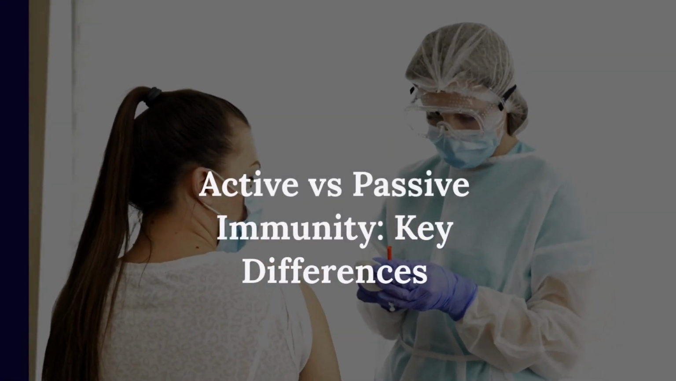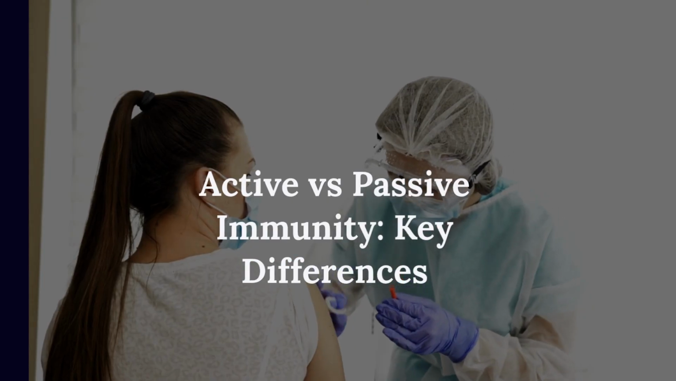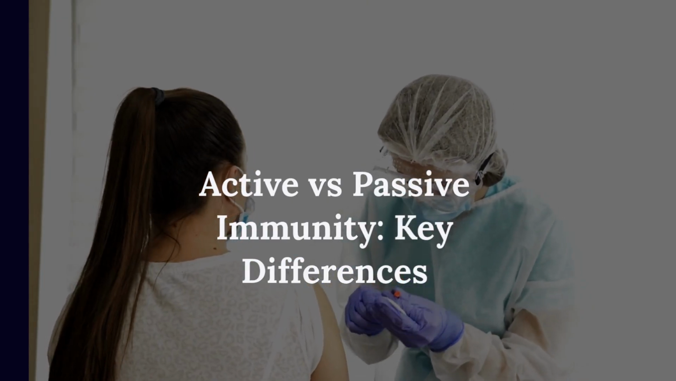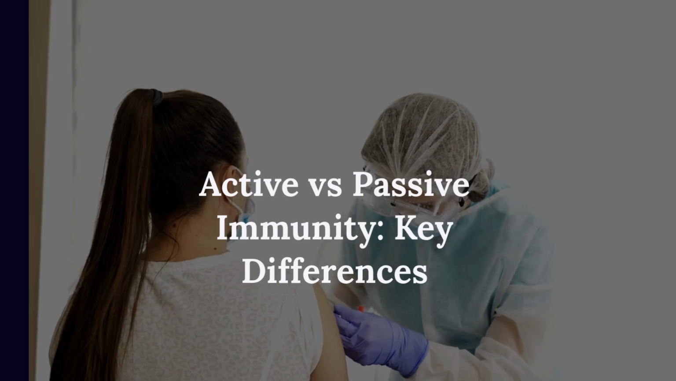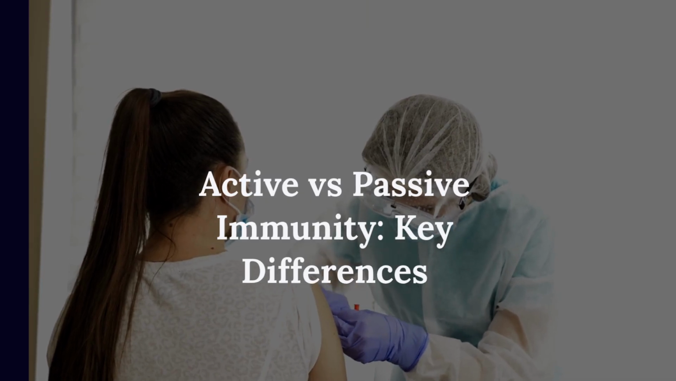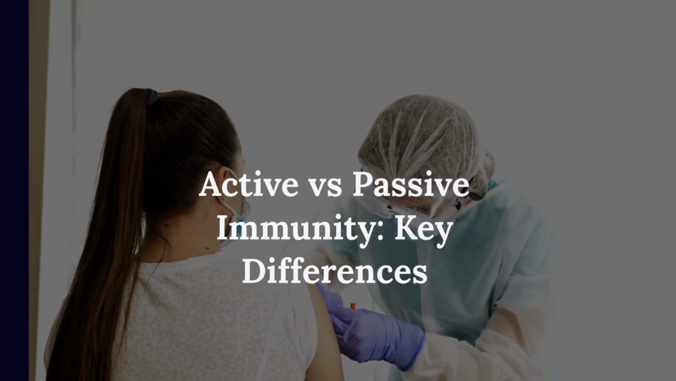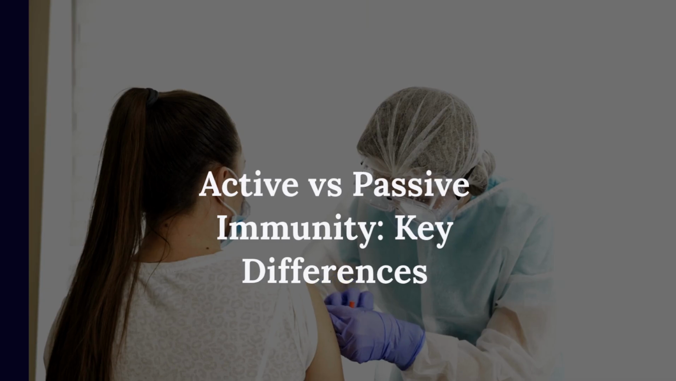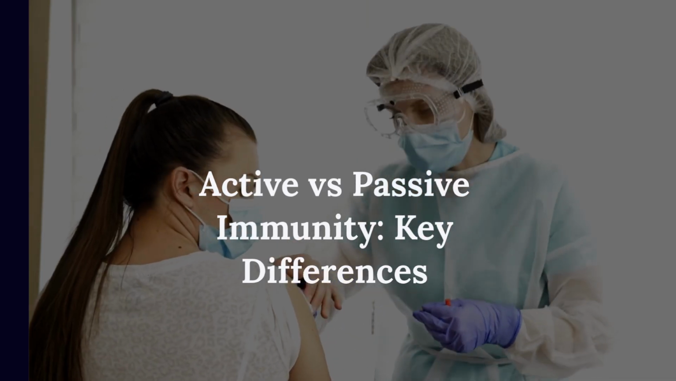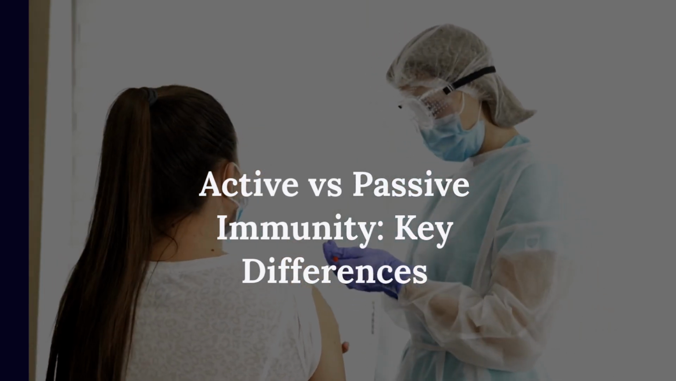Describe the difference between active and passive immunity. Explain advantages and disadvantages of each. Use real-world examples like vaccination or antibody therapy. Link this discussion to assessment criteria. Understanding these concepts is crucial for a comprehensive view of immunity.